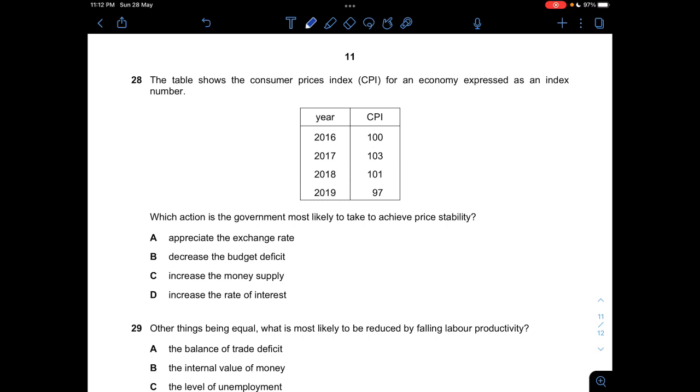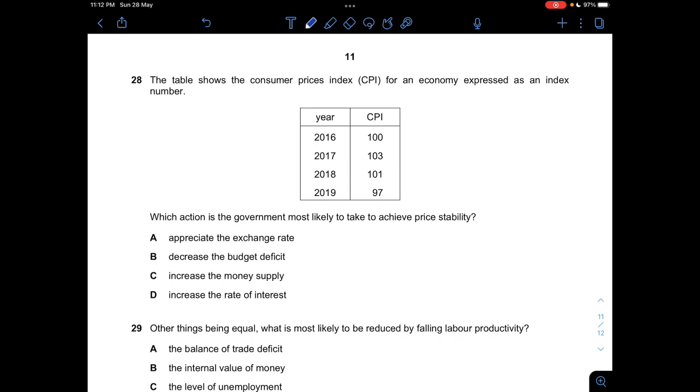Question 28, the table shows the CPI for an economy expressed as an index number, and which action is the government most likely to take to achieve price stability. So you can see in 2016 is 100, in 2017 is 103, in 2018 is 101, and in 2019 is 97. So now we try to get back to more than 100 or fix it at 100. So what we do here is we need to depreciate the exchange rate or something related to that.